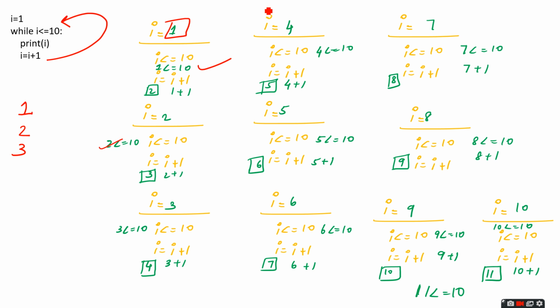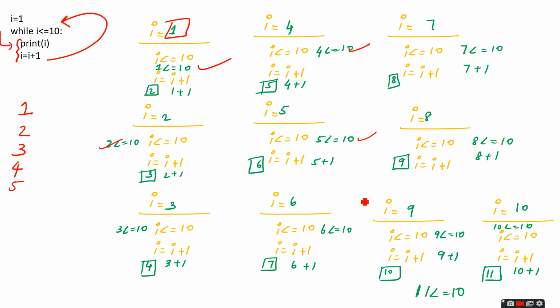3 will be printed. Again, we'll update the expression I equal to I plus 1, 3 plus 1, it is 4. We'll go back to the loop, we'll check the condition 4 less than or equal to 10. The condition is true, we will come inside the loop and print I, 4. 4 will be printed, we will update the value of I, 4 plus 1, it will be 5.